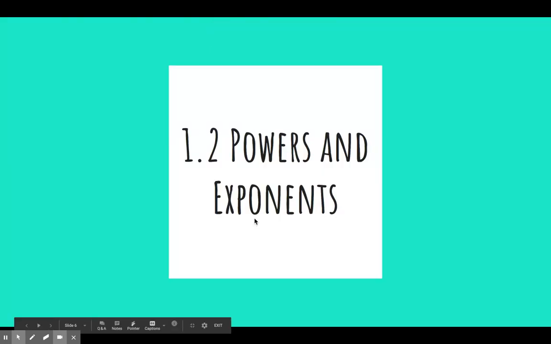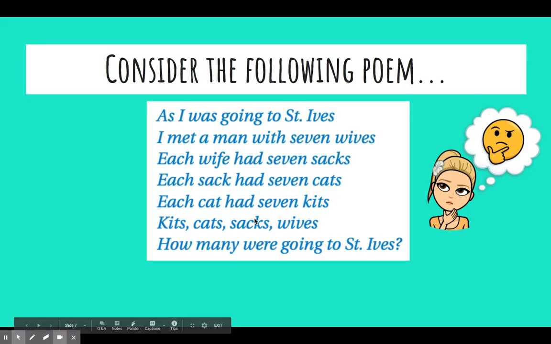We're going to be looking at powers and exponents. And what we're looking at essentially is how do we look at really big numbers or really small numbers, okay? And today we're going to be looking at really big numbers.